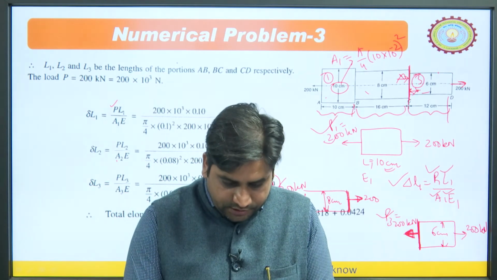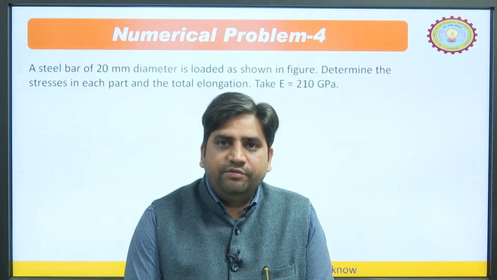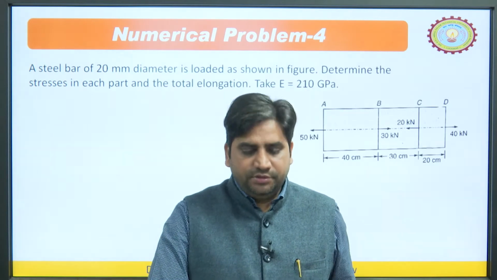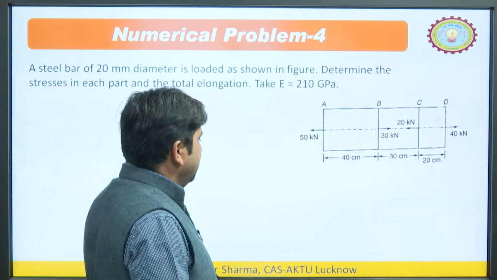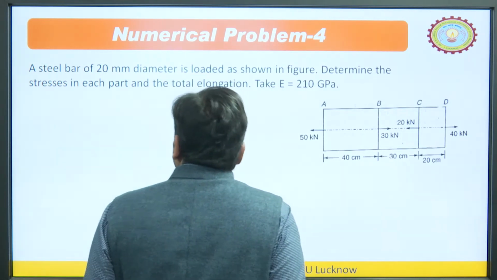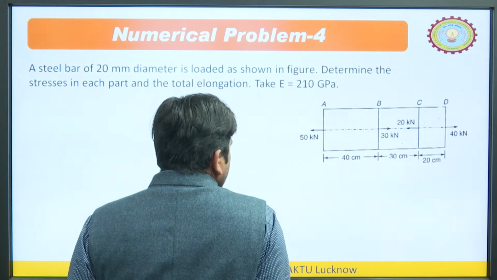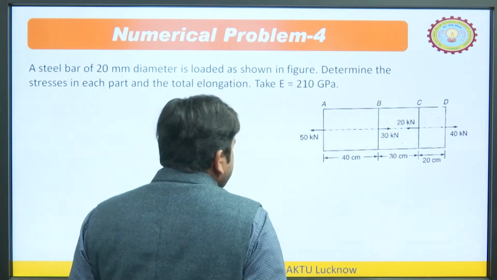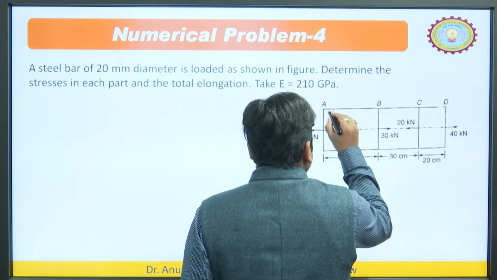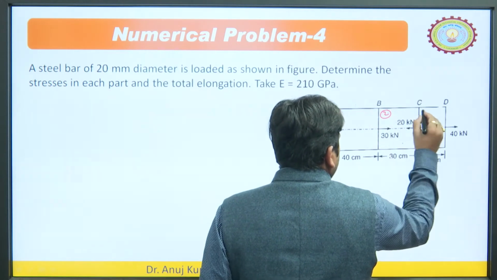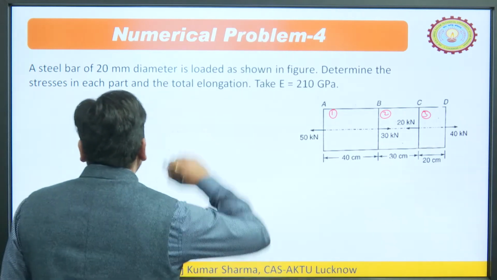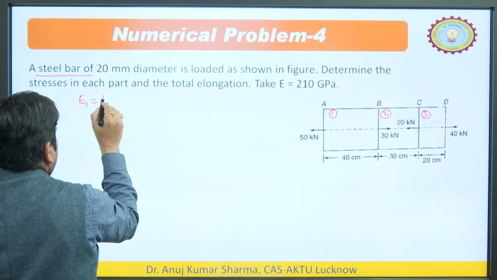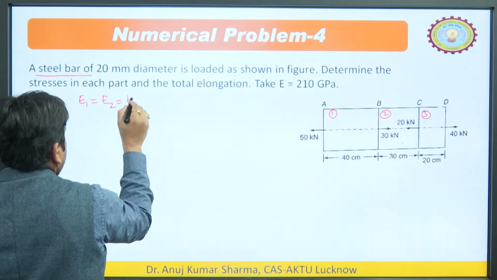So, let us go to the next level problem, a little bit more complicated as compared to the previous one. So, here you can see, this is the steel rod. Fortunately we have the same material. So, it means E1 is equal to E2 is equal to E3. Let us say this is 1, this is 2, this is 3. So, first condition, steel bar, E1 is equal to E2 is equal to E3.